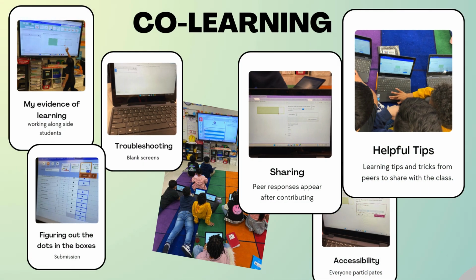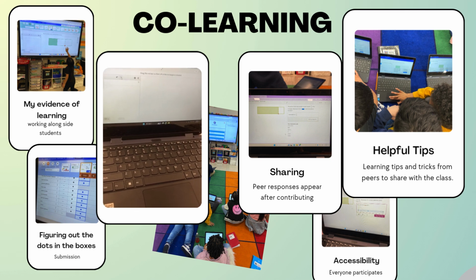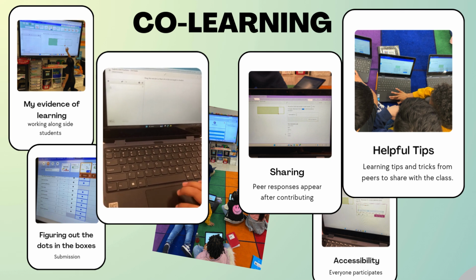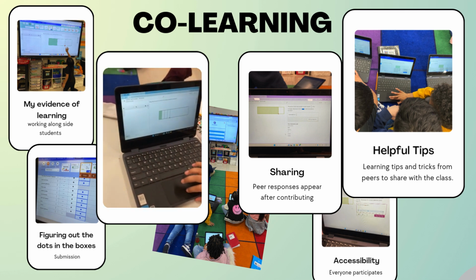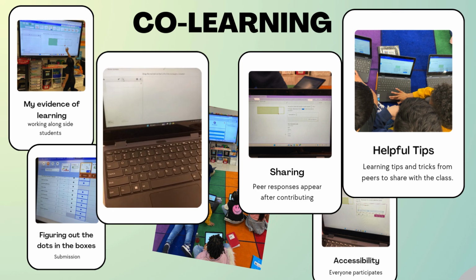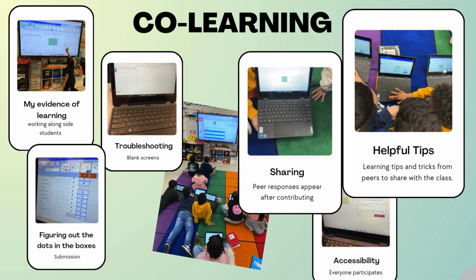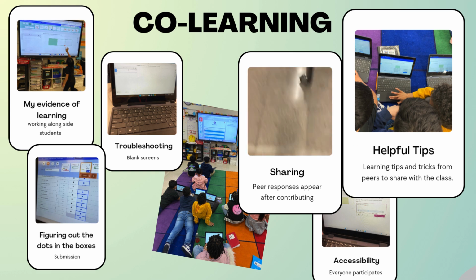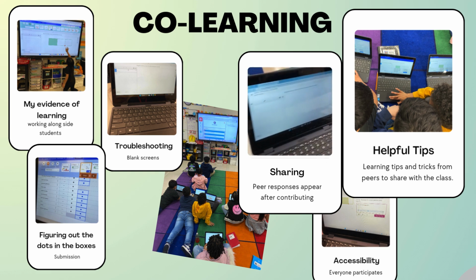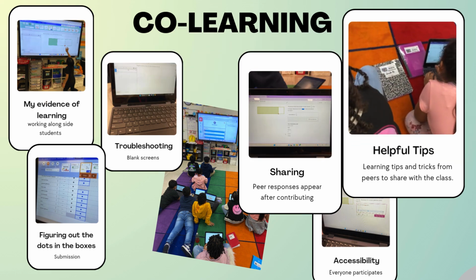This is some of my evidence of co-learning with my students. I was working alongside the students with my projector showing my computer for the whole class, and I was able to figure out the different tools with them and work along with them. Some students were ending up with blank screens or clicking buttons and we didn't know where the screen went. So we were able to troubleshoot as students figured out how to help. They were going around and sharing those helpful tips and helping other students be successful and moving forward.